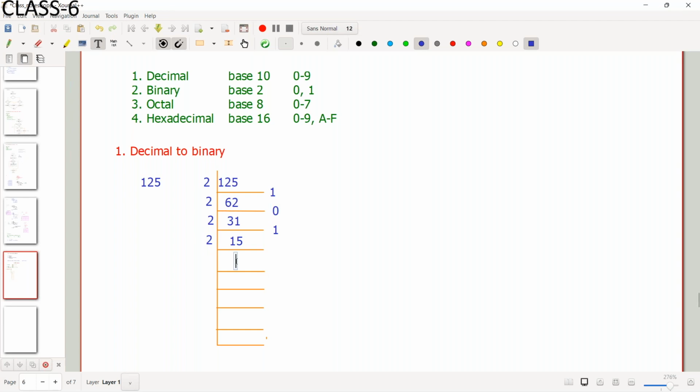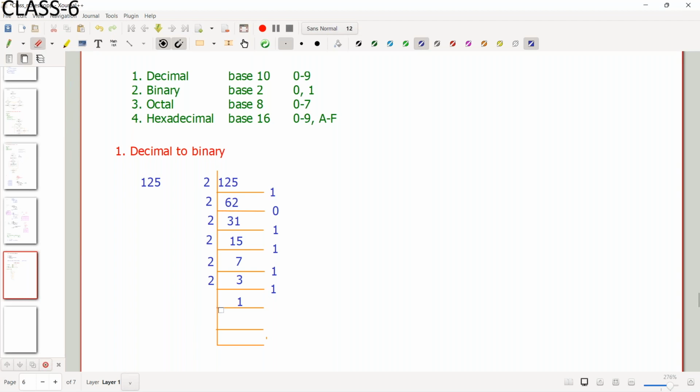15 by 2, we'll get 7 and the remainder 1. Then 7 divided by 2, we'll get 3 and the remainder is 1. Then again divide by 2, we get 1 and the remainder is 1. Okay, so now this is what we have got.